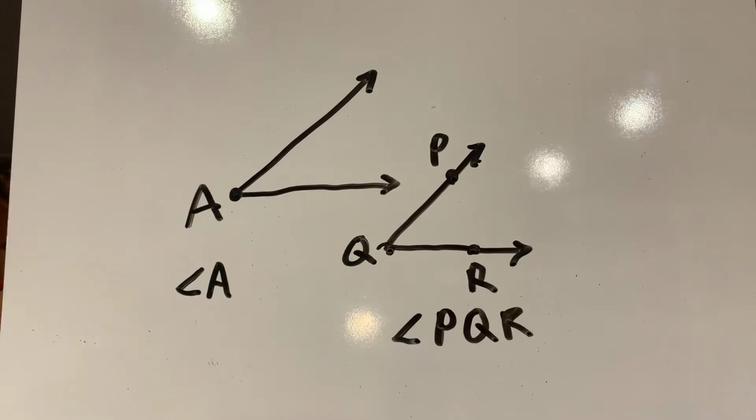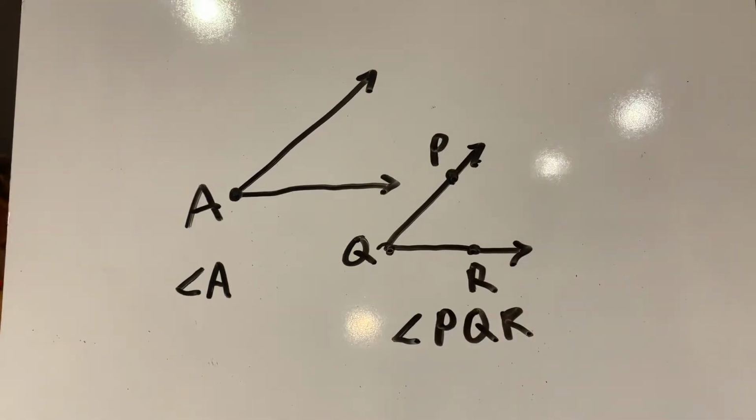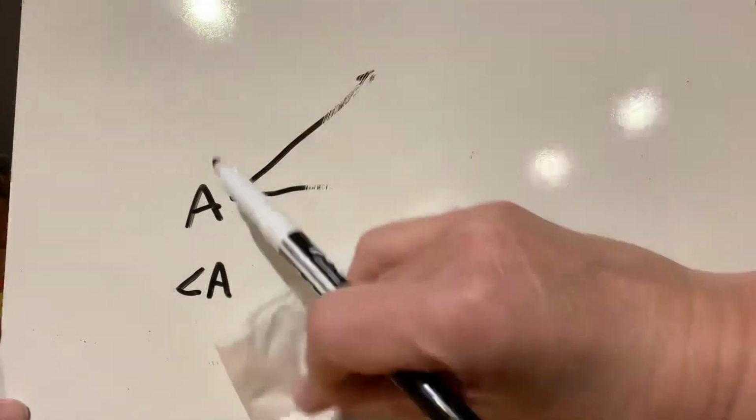Now notice that the symbol right here may be used to abbreviate the word angle. We use 3 letters to name an angle when one letter does not clearly distinguish an angle. And let me give you an example of that.